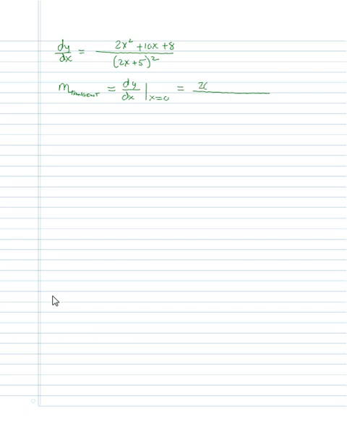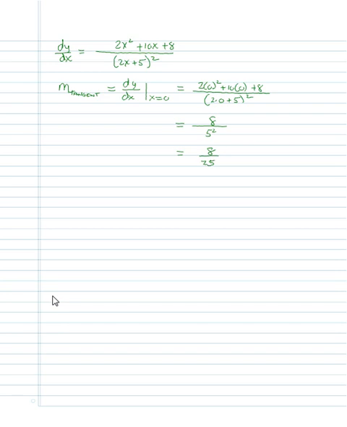So that will give us what? It will be 2 times 0 squared plus 10 times 0 plus 8 in the numerator, and 2 times 0 plus 5 in the denominator squared. We'll see the result we get there. In the numerator, we'll just have an 8, won't we? And in the denominator, 2 times 0 is 0, plus 5 is 5, we'll have a 5 squared. And so we end up with just 8 over 25.